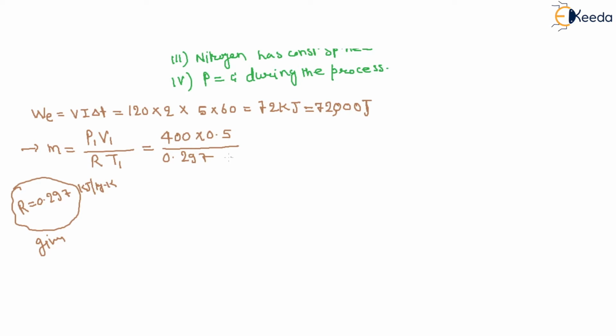What is the initial temperature? In Kelvin, 300. So what is the mass? 2.245 kg. This mass will be fixed. Why? Because there is no mass transfer. That means it is a closed system.